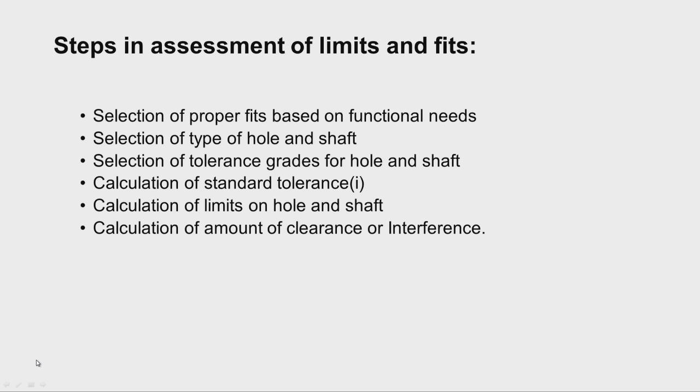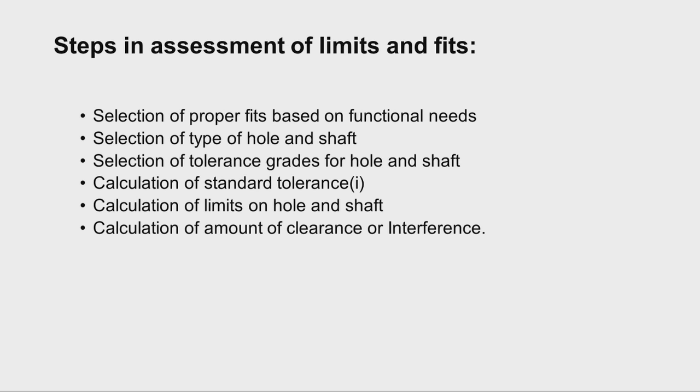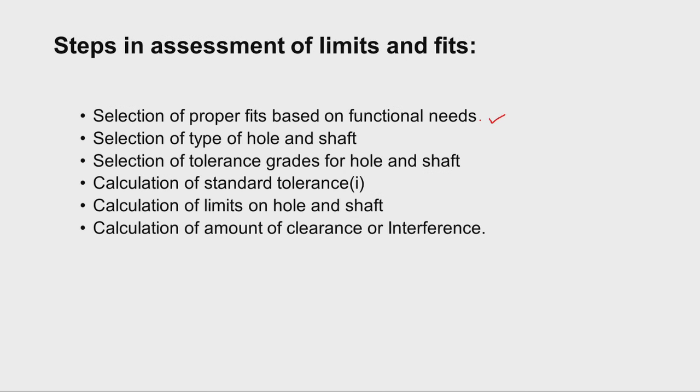Now, we will move to the steps in assessment of limits and fits. That means, how we can assign the proper tolerances, how we get the proper fit, and how to select the proper fit. So, these are the steps followed for assessing the limits and fits. The first is the selection of proper fits based on functional needs. That means, what is the basic intention of the product, where it is used, whether running clearance is required, or a very tight fit is required, or a very wide clearance is required. So, depending upon the functionality, we have to select proper fits, whether we want a clearance fit or a transition fit or an interference fit.